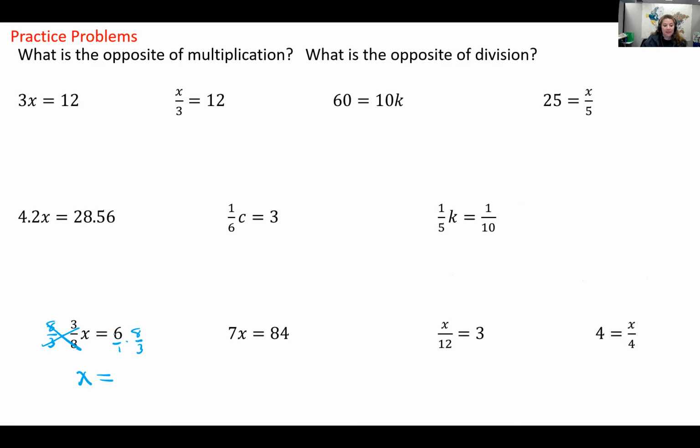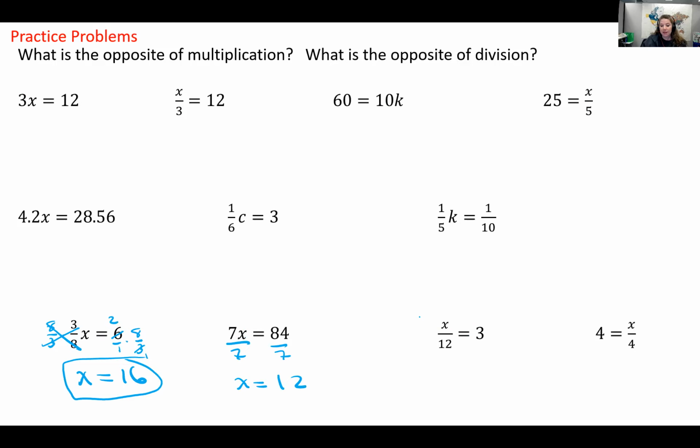We could simplify 6 and 3 by dividing both numbers by 3. So basically what we have left is 2 times 8, which is 16. So 3/8 of 16 is 6. All right, the next one, 7 times x. What's the opposite of multiplying by 7? The answer is dividing by 7. So 84 divided by 7 is 12.